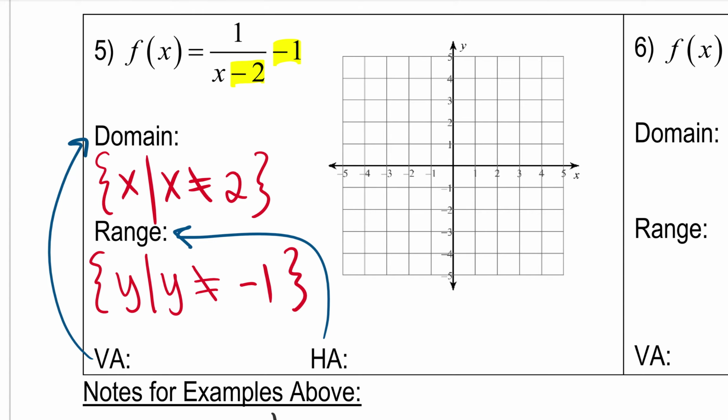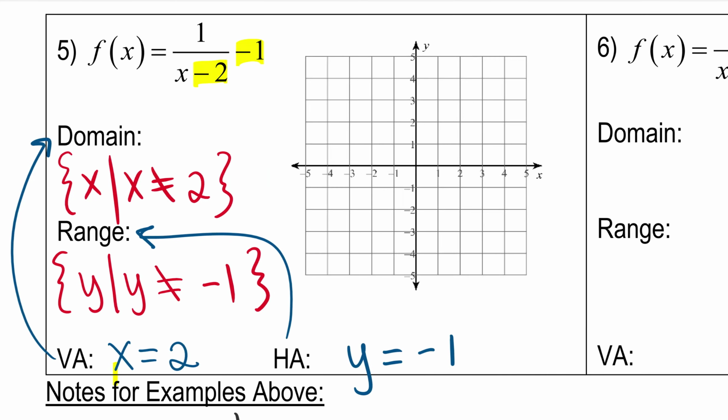So I'm pretty much going to write what I did right here, except I want to make it equal. So my vertical asymptote is what my domain is not. So vertical asymptote x equals 2, horizontal y equals negative 1. So it's almost the same exact answer, it's just domain and range is not equal, and then the vertical horizontal asymptote, it is equal.